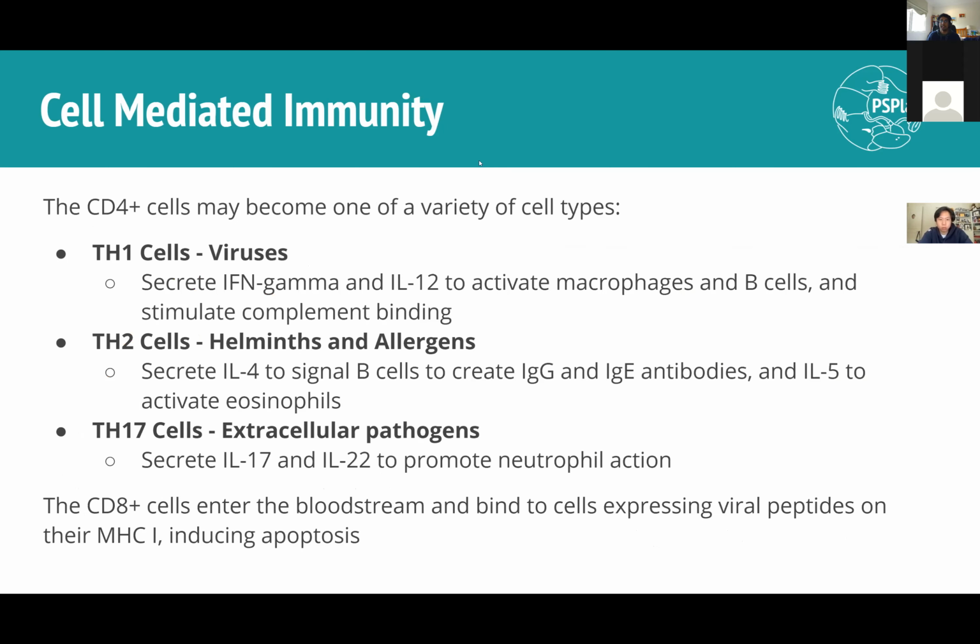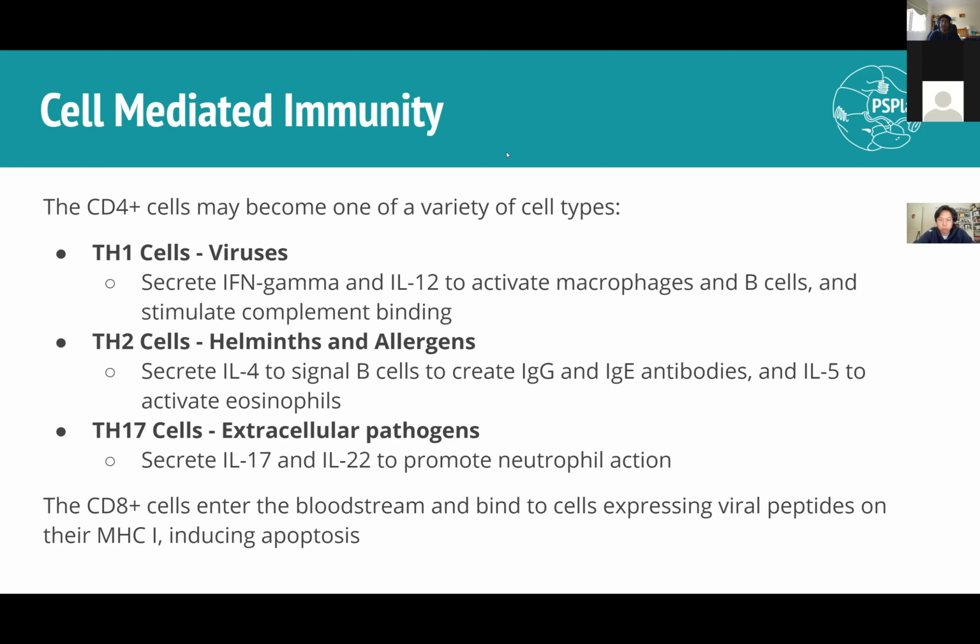So the CD4 cells actually vary in what they do based on what pathogen they're fighting. So when we have viruses, they turn into Th1 cells, and they secrete those two cytokines we talked about there, interferon gamma and interleukin 12, to activate macrophages and B cells and stimulate covalent binding. So those are all going to be useful in attacking viruses.